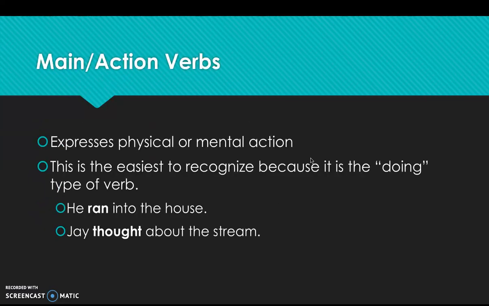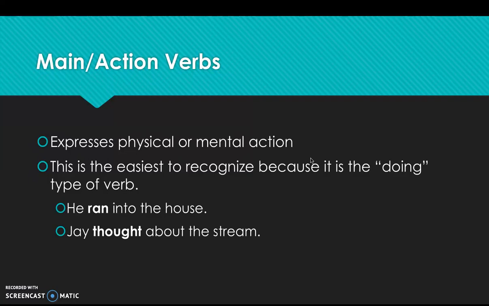Verbs fall into three categories. One of those categories is action verbs, also known as main verbs. These are verbs that express physical or mental action, and they're traditionally the easiest to recognize because they are the doing type of verb. So he ran into the house. We can see that happening, so it's physical.